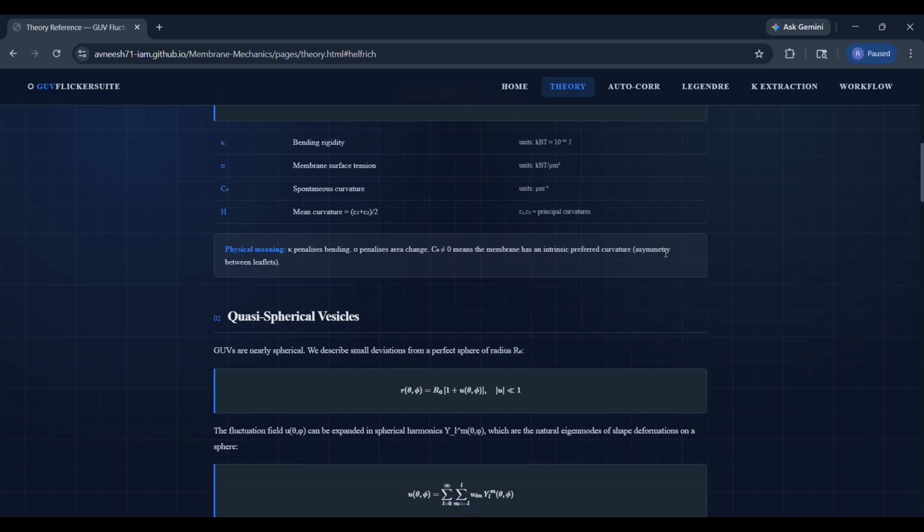Modes start from L equal to 2 for physical deformations. L equal to 0 and L equal to 1 are not shape fluctuations we want to fit.